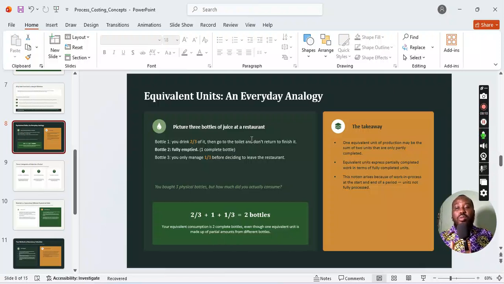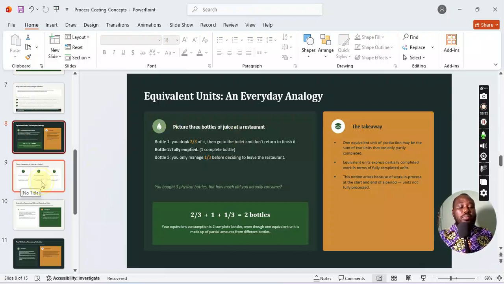Now, what we're saying is that one equivalent unit of production may be the sum of two units that are only partly completed. Also, equivalent units express partially completed work in terms of fully completed units. This notion arises because of work in process at the start and end of a period, units that are not fully processed.